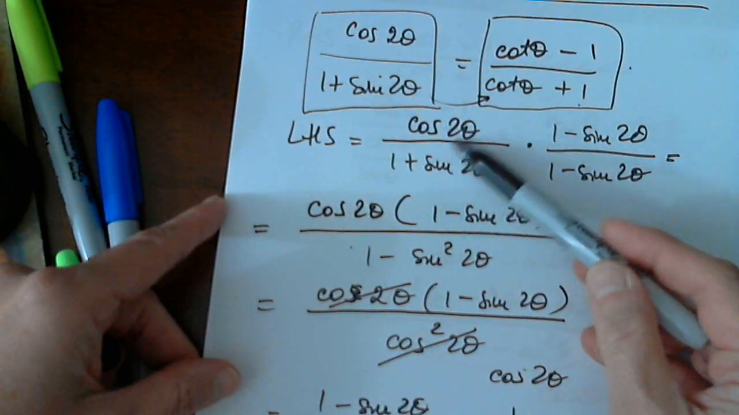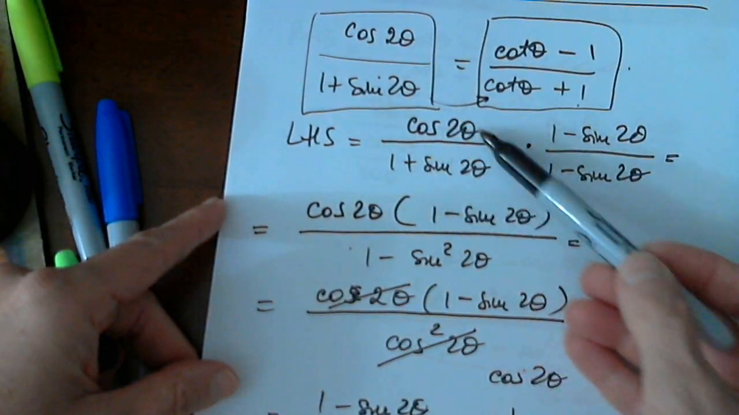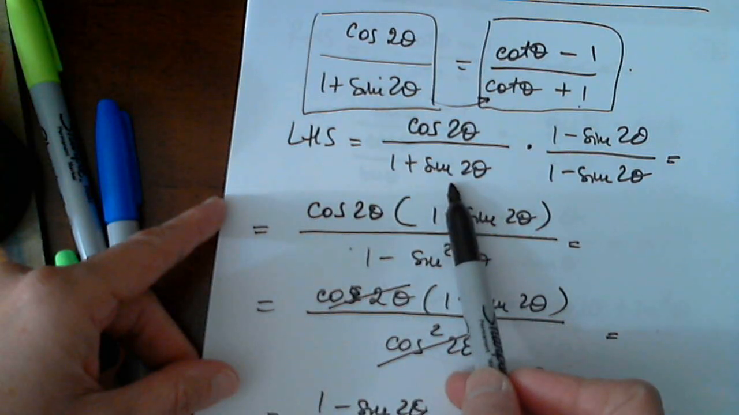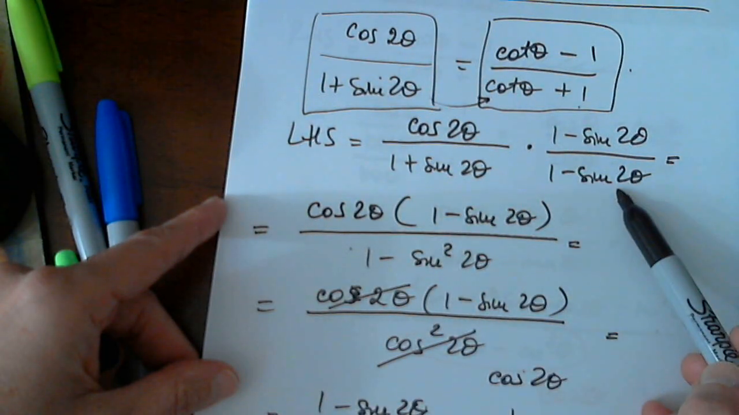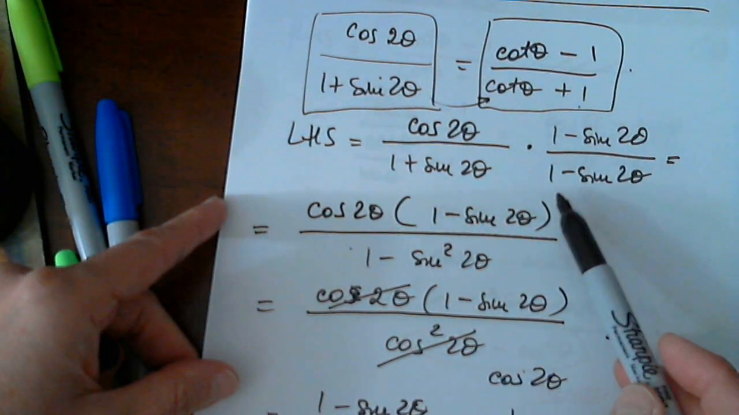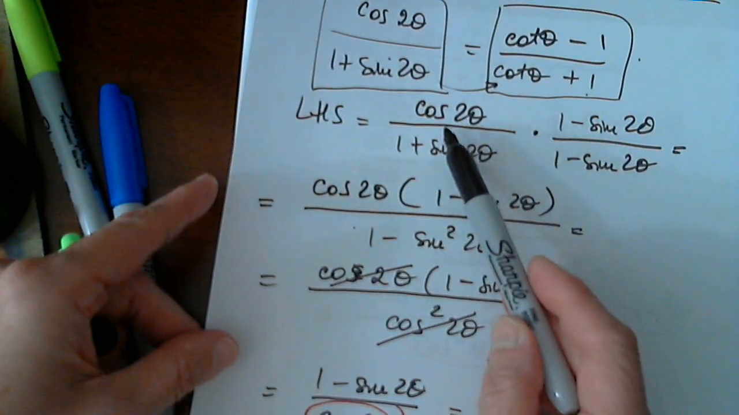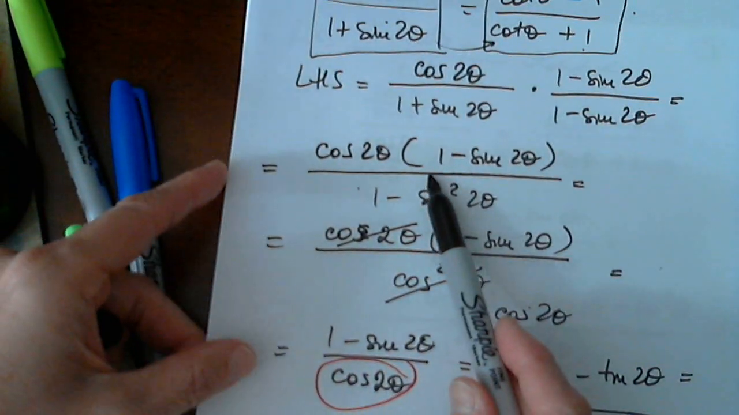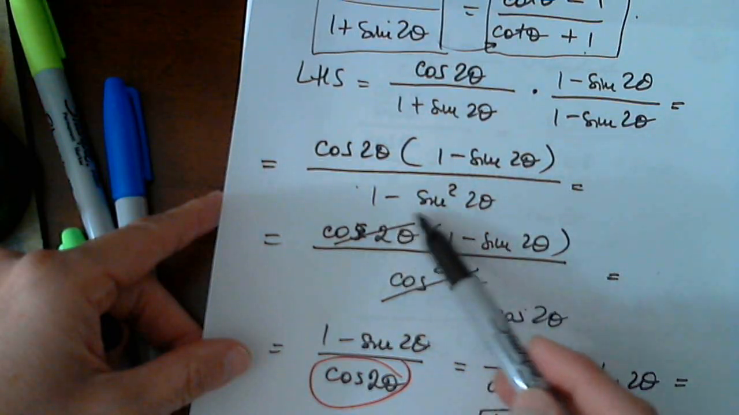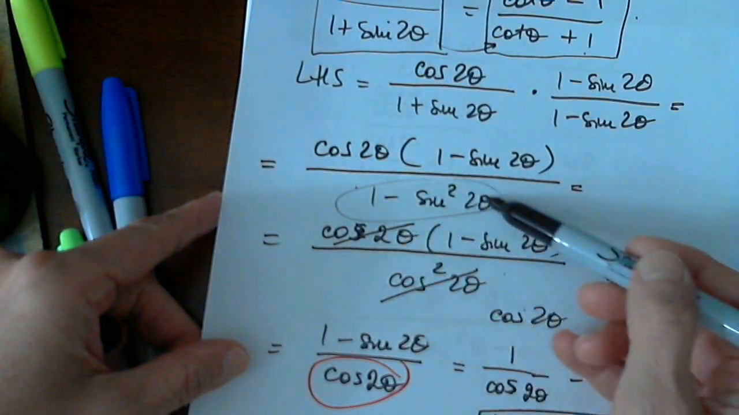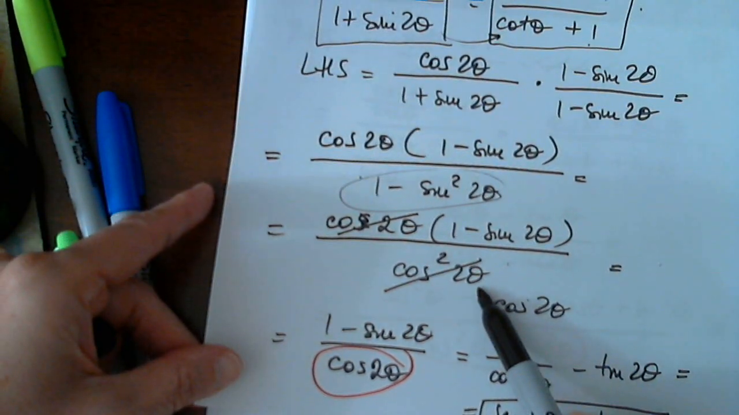But there is nothing I can do. There is nothing I can simplify because it has two terms. So I multiplied and divided by 1, which is the same thing, right? So this times this is at the top. This times this is 1 minus sine squared. But 1 minus sine squared is cosine squared 2 theta.